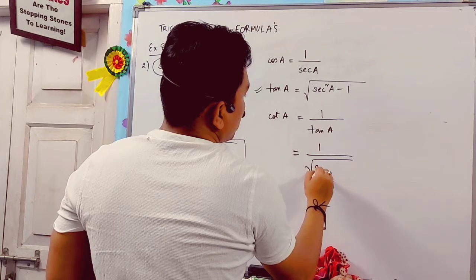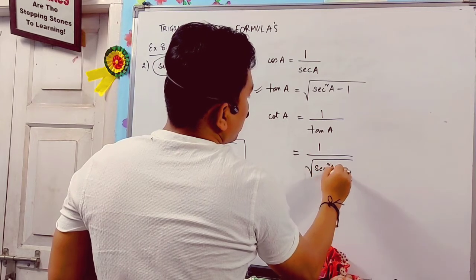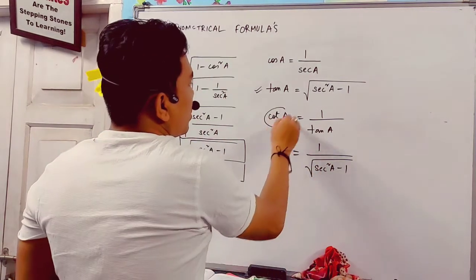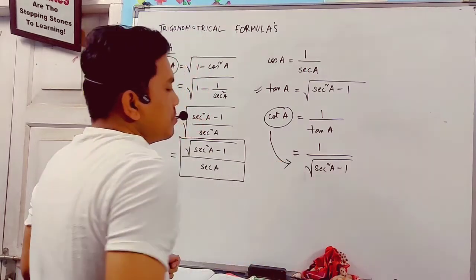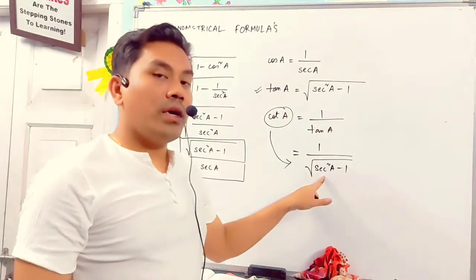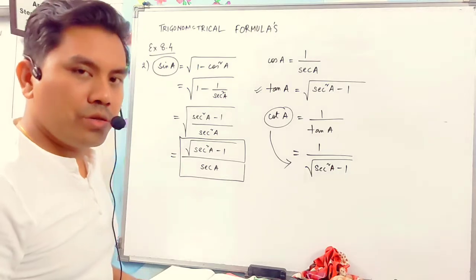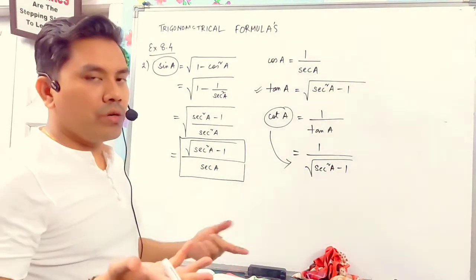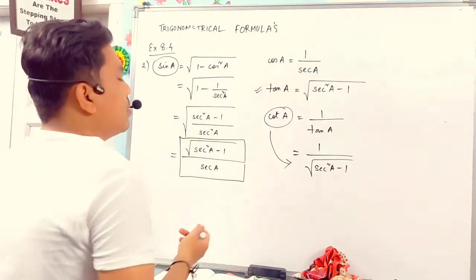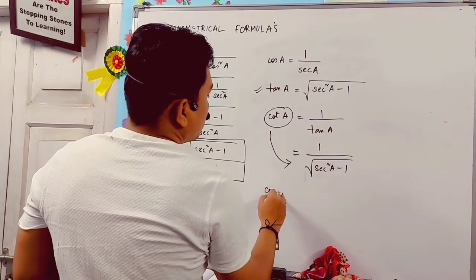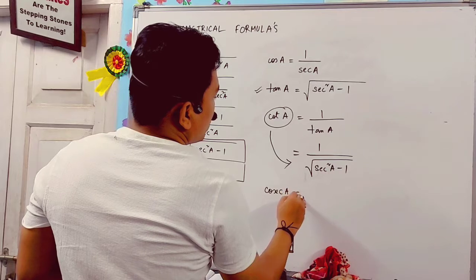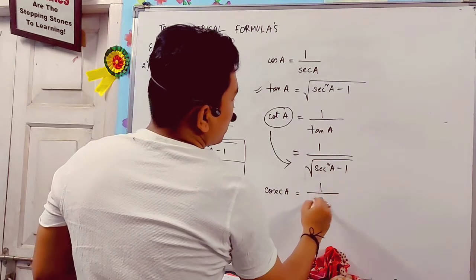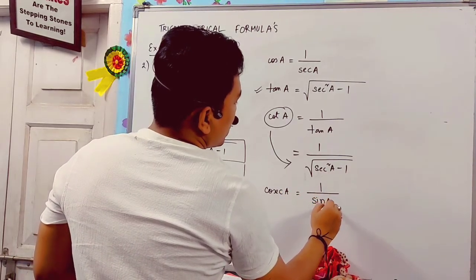Square root of sec square a minus 1. So from cot a also we have converted to an expression which has sec a as the trigonometrical ratio. Now sec we don't have to convert, because sec is already sec. So now the last one is what? Cosec. Cosec a is equal to what? 1 by sin a.